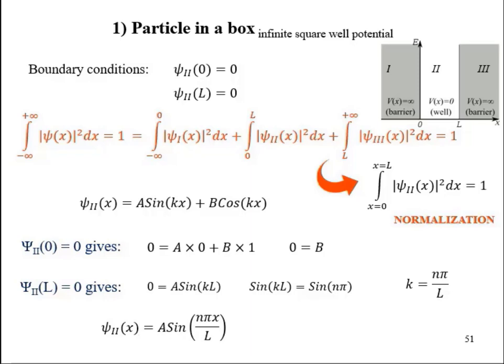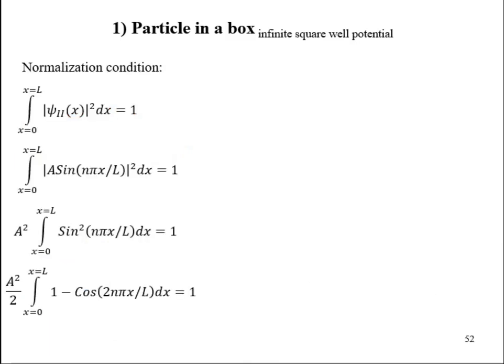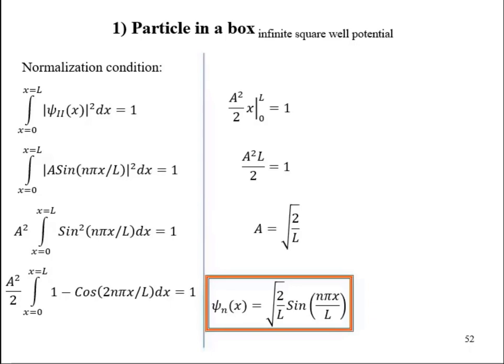So n is natural numbers. Since psi depends upon n, we can write psi n equal to a sin n pi x by L. Here, the value of a is still unknown. To find this value, let us try the normalization condition, which after some mathematical exercise gives a equal to under root of 2 by L, and the whole wave function becomes psi n as a function of x equal to under root of 2 by L sine n pi x by L.